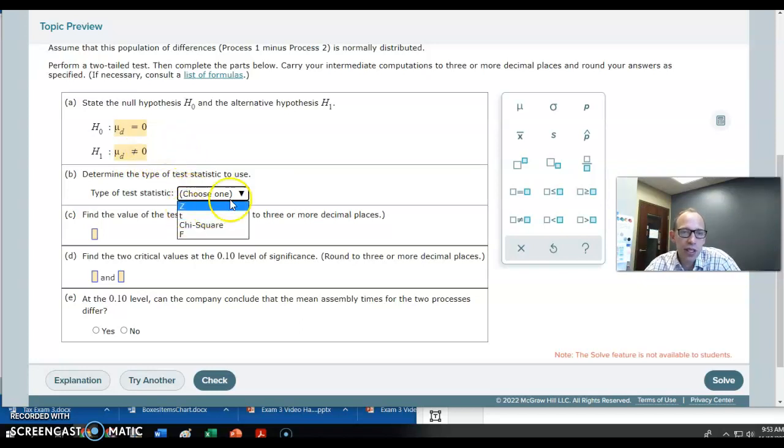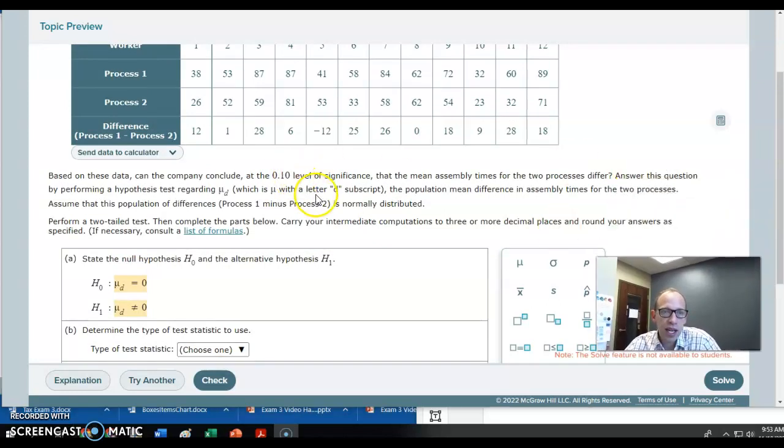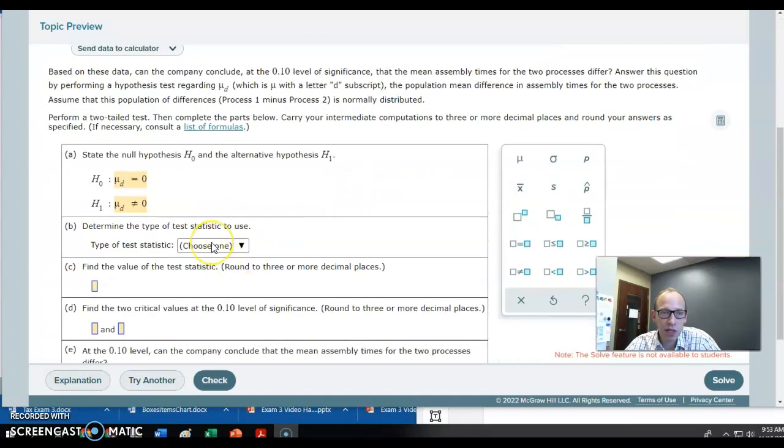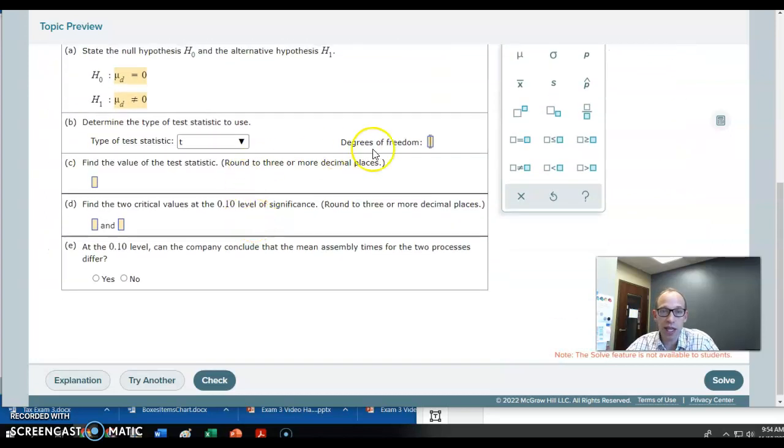Do we use Z or T? Well, it all depends on if we have the population standard deviation. And here we're not given that anywhere. So all we have is our sample stuff to work with, which means we're going to have to do a t-test. Degrees of freedom, you can think of it as we're really just doing a test on the difference score, a single test. So we have 12 sample points, and our degrees of freedom would be 1 less than sample size. So that would be 11.